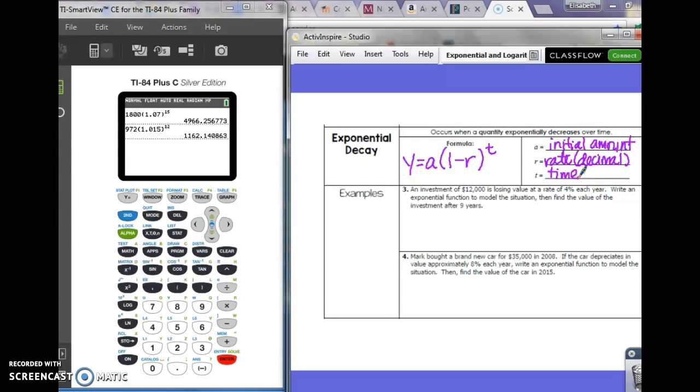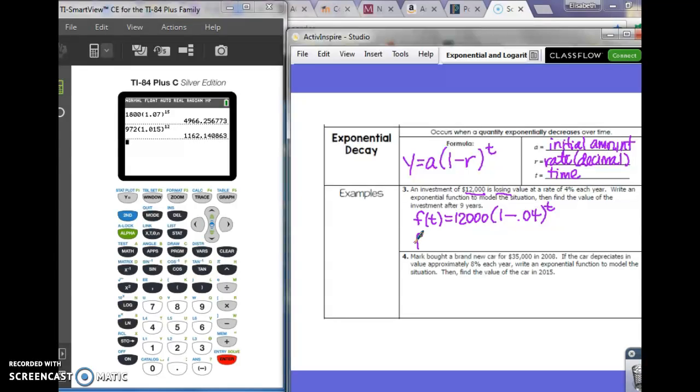So example 3 says an investment of $12,000 is losing value at a rate of 4% each year. Write an exponential function to model the situation, then find the value of the investment after 9 years. So the function f of t equals, again, my initial or my starting amount is 12,000 times 1 minus, because it's losing value, 0.04 as a decimal to the t power.